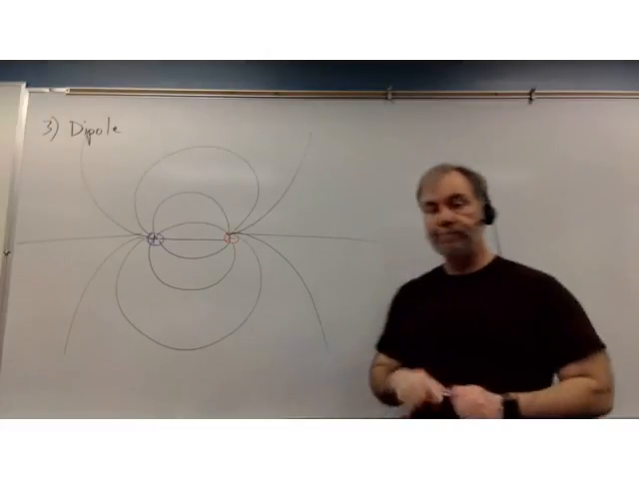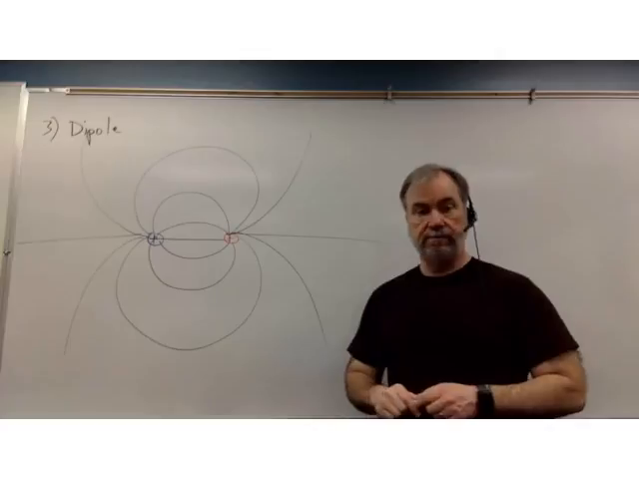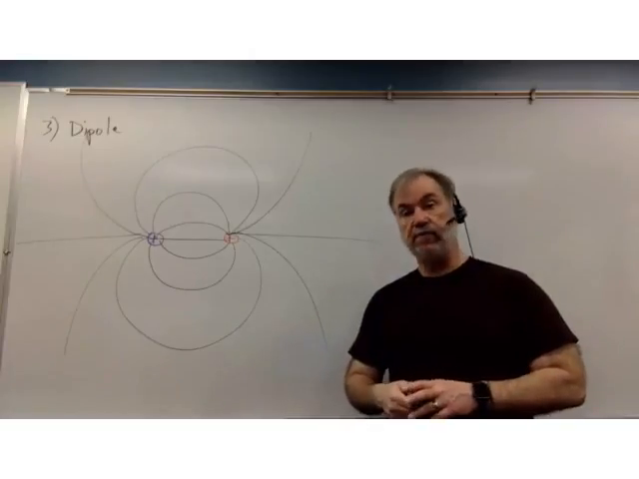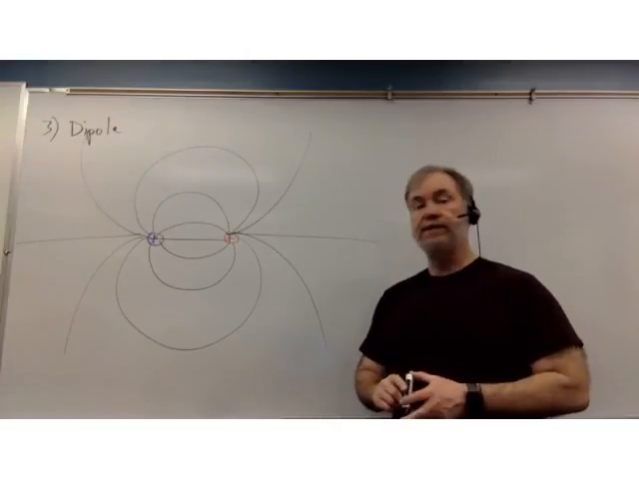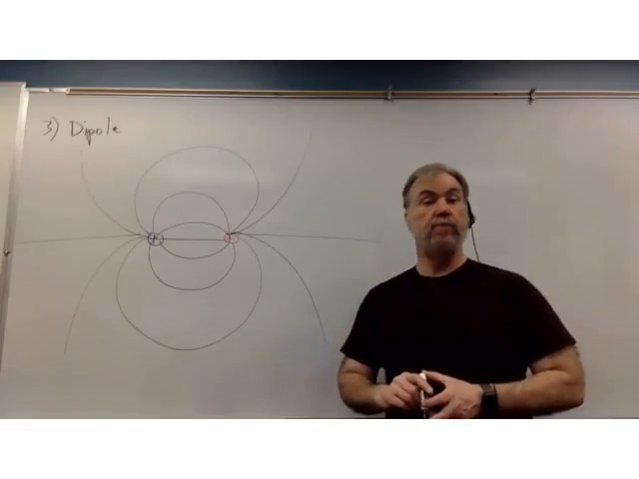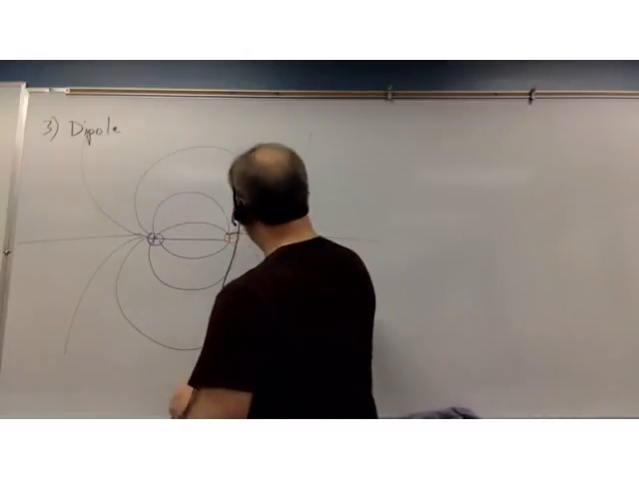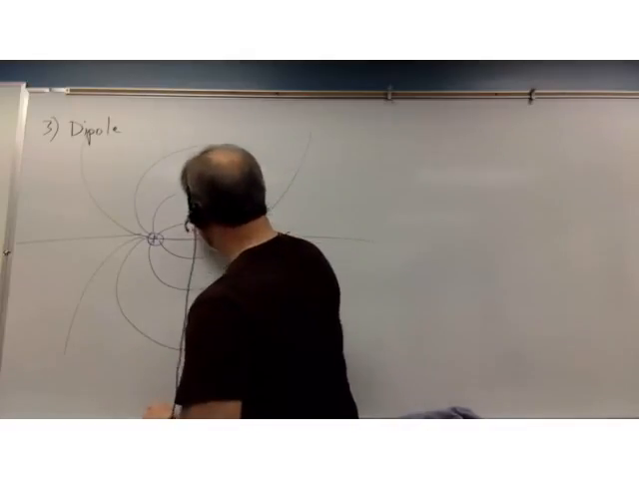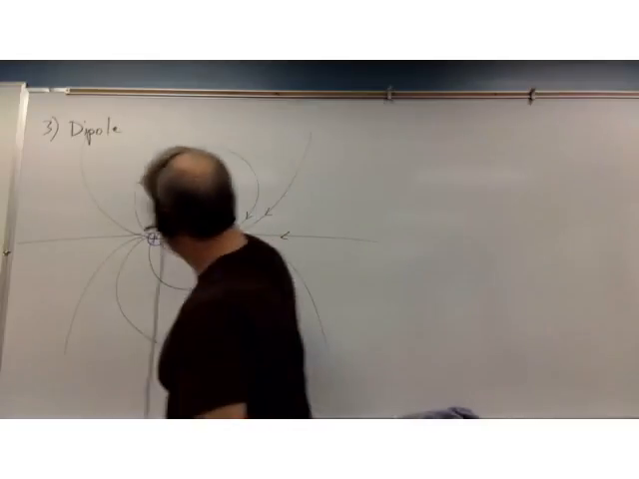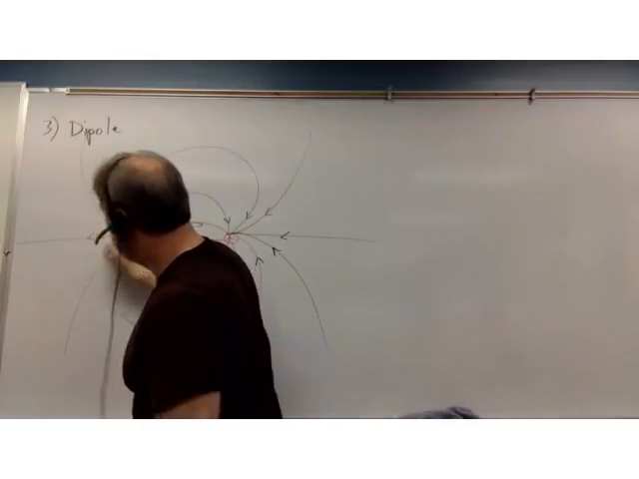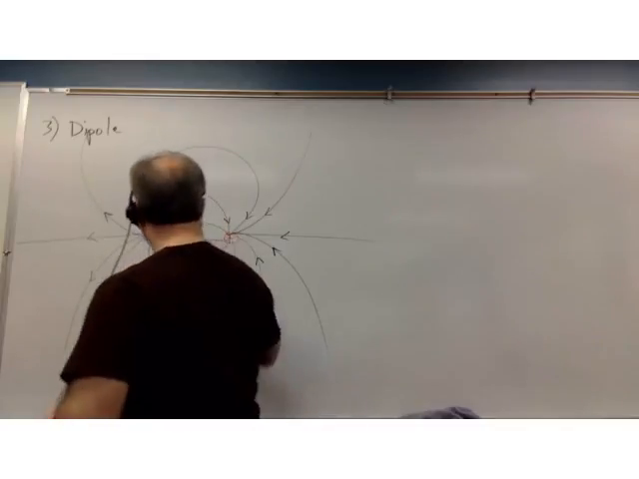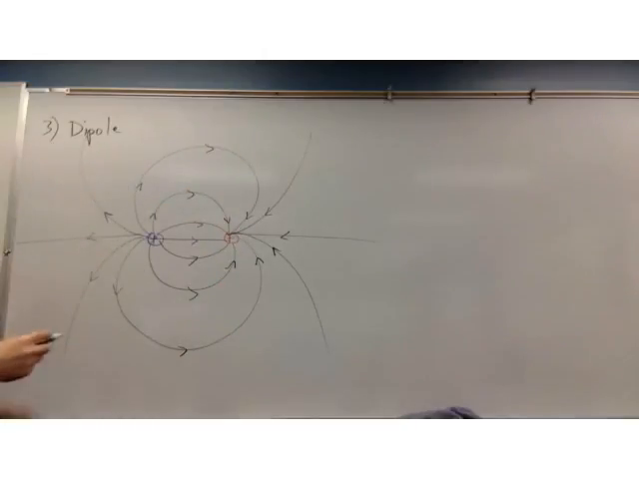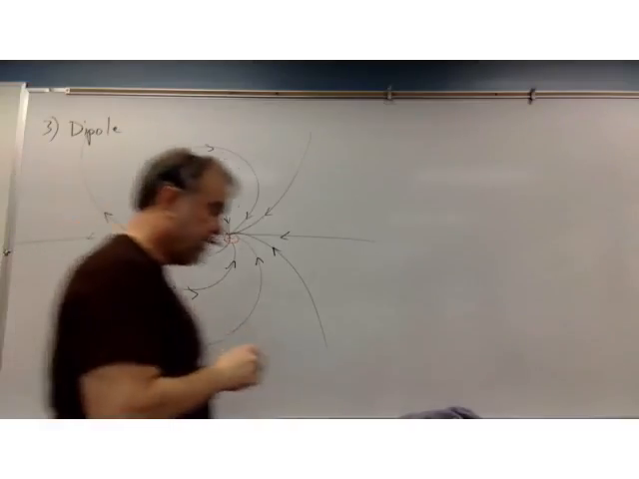And then finally, as far as the directions are concerned, these are still vectors. We still have to worry about that. And the same rule applies for all fields as it does for the individual fields of the point charges, which is the field lines point toward negative charges and point away from positive charges. And so here we're pointing toward the negative charge, and conveniently away from the positive charge. Okay, so that would be a pretty nice electric field diagram for a dipole.